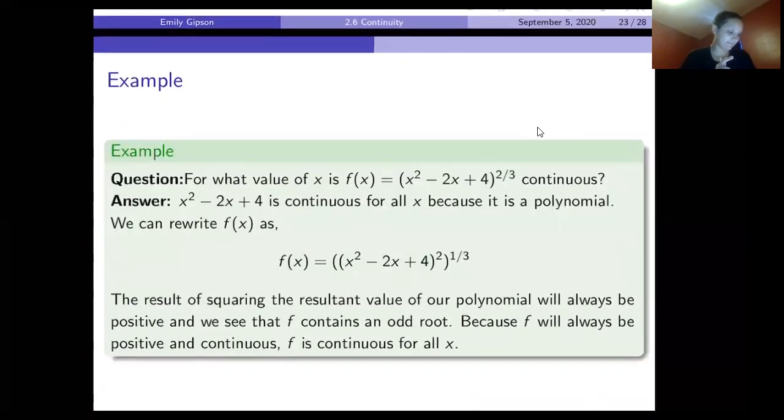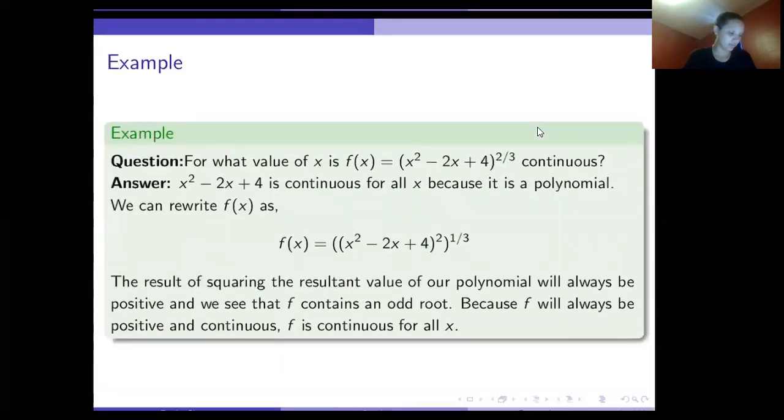All right, welcome back. So x squared minus 2x plus 4 is continuous for all x because it's a polynomial. So we can rewrite f of x as the cube root of the quantity x squared minus 2x plus 4, squared. The result of squaring the resultant value of our polynomial will always be positive. And we see that f contains an odd root. Because f will always be positive and continuous, f is continuous for all x.